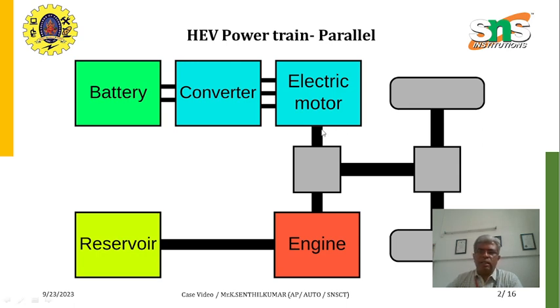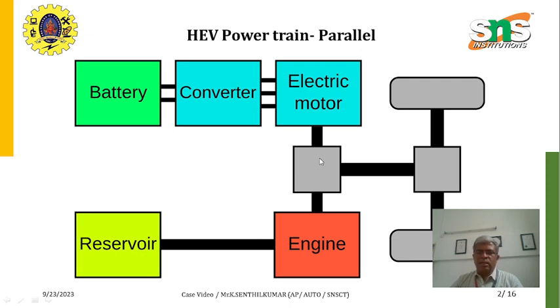This dark color indicates the connection established through mechanical means. The engine is run through gasoline, which may be petrol or diesel. That power is given to the coupler, and the coupler transfers the power through the differential and then the wheel. Whereas the electric motor is running with the help of the battery. This converter is used to extract power from the battery and give it to the electric motor for running.